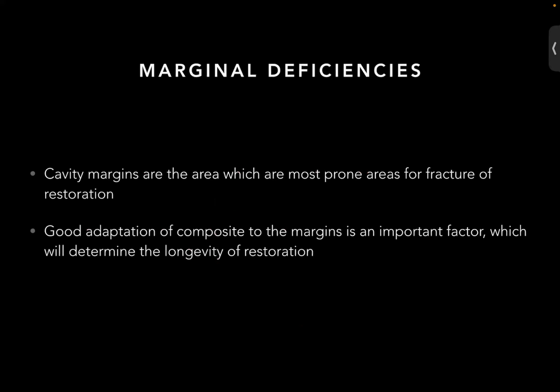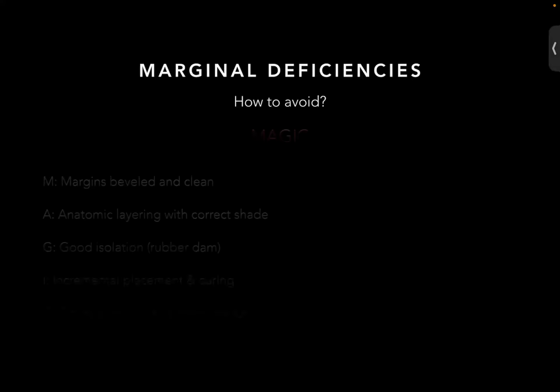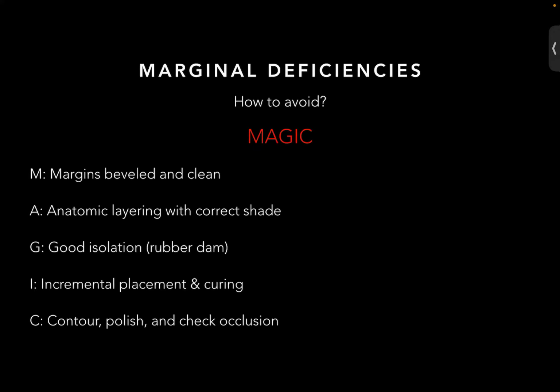Now, marginal deficiencies. This is one of the leading causes of composite dislodgement, basically leading to composite failure. And we can avoid this with the magic letter M. Margins should be beveled and clean. Anatomic layering with correct shade, good isolation, incremental placement and curing, contour, polish, and check occlusion. Just do these 5 things and your composite is good to go.